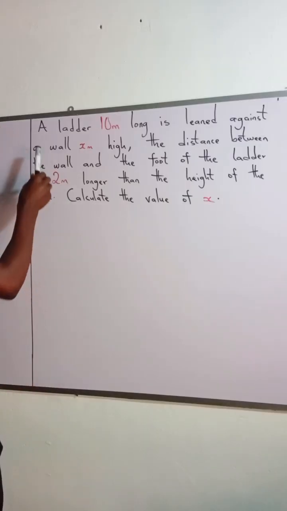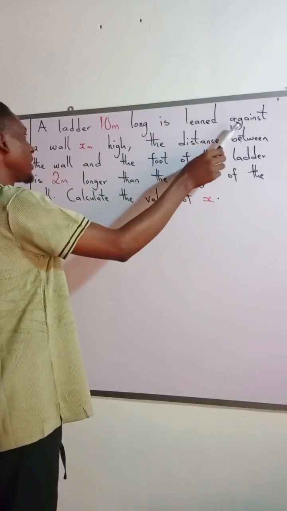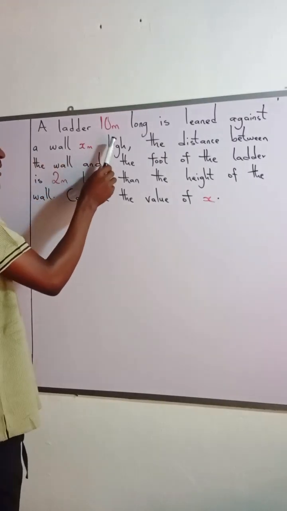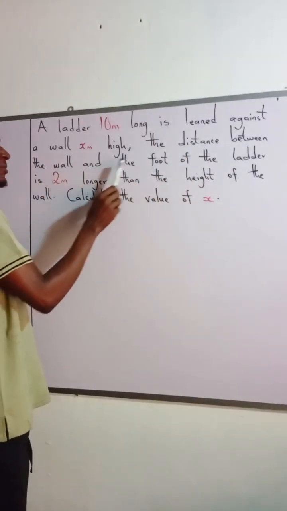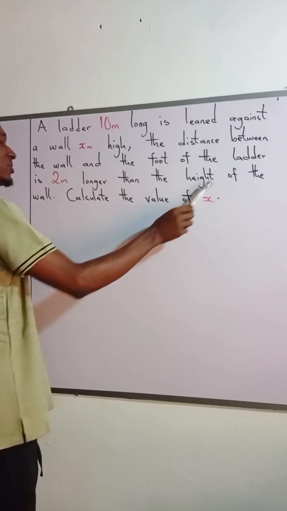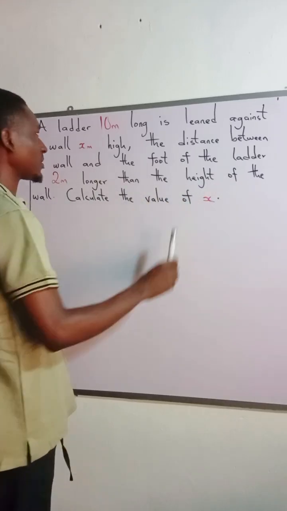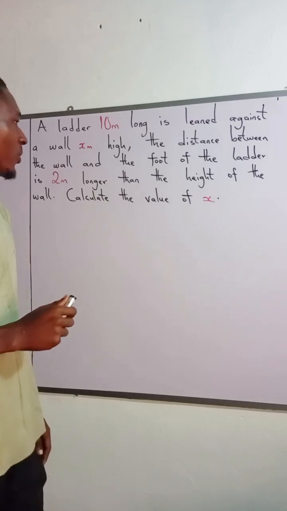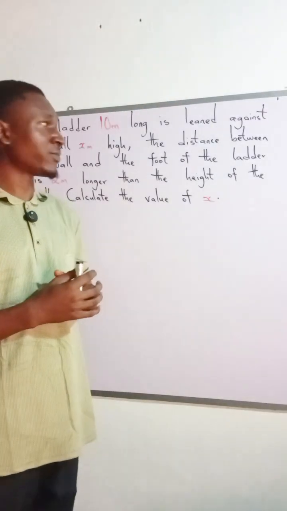The question says, a ladder 10 meters long is leaned against a wall x meters high. The distance between the wall and the foot of the ladder is 2 meters longer than the height of the wall. Calculate the value of x. Okay, this seems like geometry. We have to picture out the information we were given before we know where to start from.